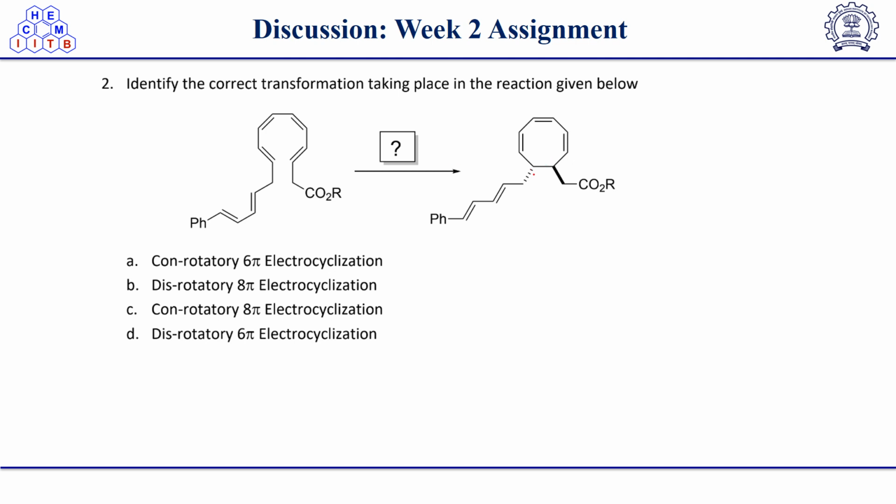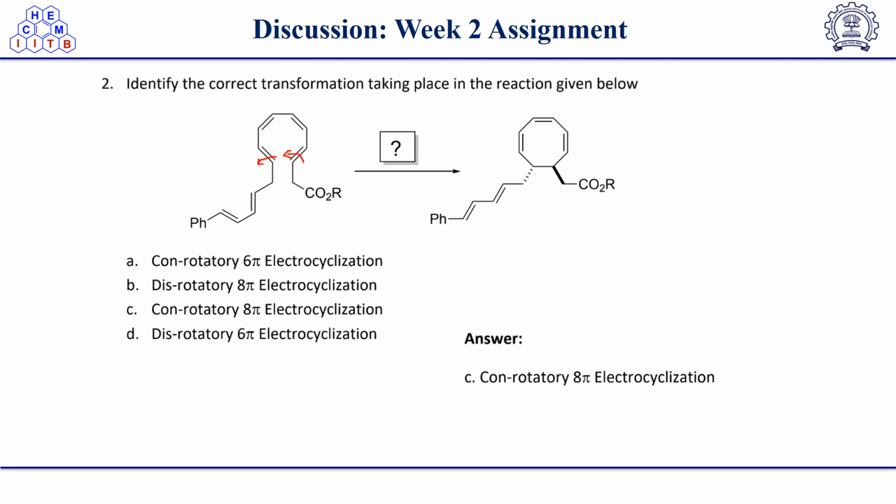So as we can see, both the groups are present opposite, like this is alpha and this is beta. So here the rotation is to the same side. This is rotating to this side and this is rotating to this side. Then only we can get this product. So this kind of rotation is known as conrotation. So here the answer is conrotatory 8 pi electrocyclization.